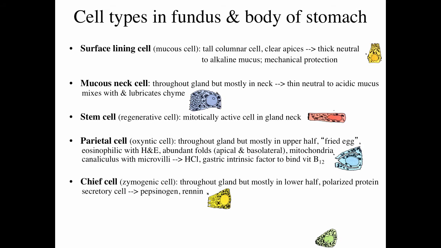There's the chief cell or zymogenic cell. These cells are located throughout the gland, but they're mostly in the lower half of the gland. These are polarized for protein secretion, a typical protein secretory cell.